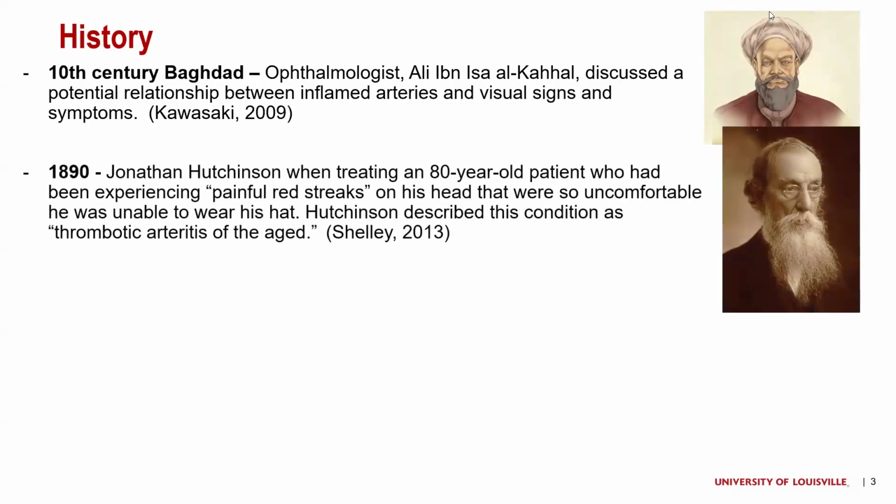Then a more modern giant cell arteritis was first described in 1890 by Jonathan Hutchinson. He was an ophthalmologist, pathologist, and, I think, also a dermatologist for his time. He described a patient who had painful red streaks on his head that were so uncomfortable he was unable to wear a hat. He described this condition as thrombotic arteritis of the aged, which was usually the first medical name for giant cell arteritis.